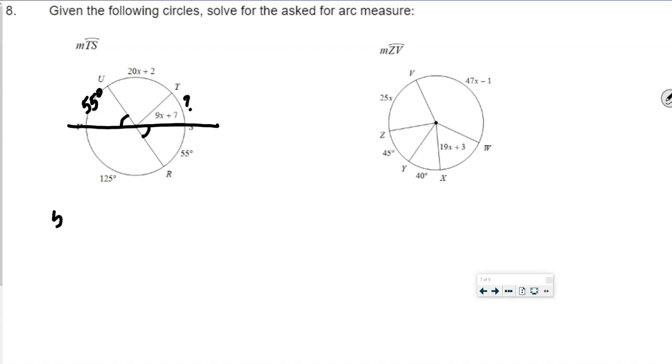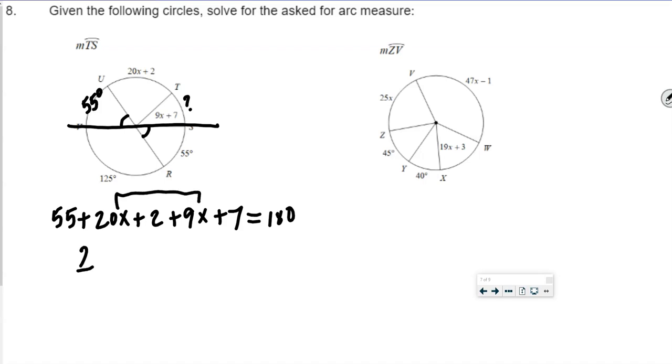So once again, I'm going to do 55 plus the 20x plus 2 plus the 9x plus 7. And again, because that's half my circle, that's 180 degrees, right? Going to combine the 20x and the 9x. These are my like terms. That's 29x. Then I'm going to combine the 55, the 2, and the 7. And when I did that, I got 64. And that equals 180. What am I going to do with that 64? Yes, subtract it.